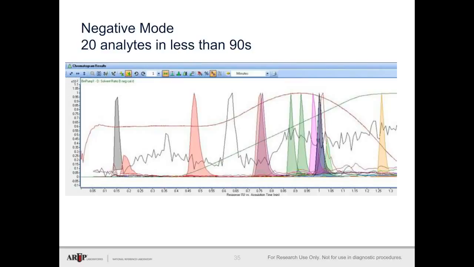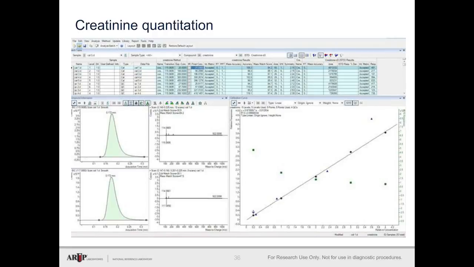This is negative mode, 20 analytes in less than 90 seconds, including ethyl glucuronide and ethyl sulfate. Also included are THC, barbiturates, and some of the benzodiazepine glucuronides. Pretty cool, right? But what about creatinine? We did that too. So I've got a 5-point calibration curve for creatinine and 4 levels of QC. We just have a few more experiments to run, and we'll be ready to write the manuscript and hopefully present this at a conference soon.